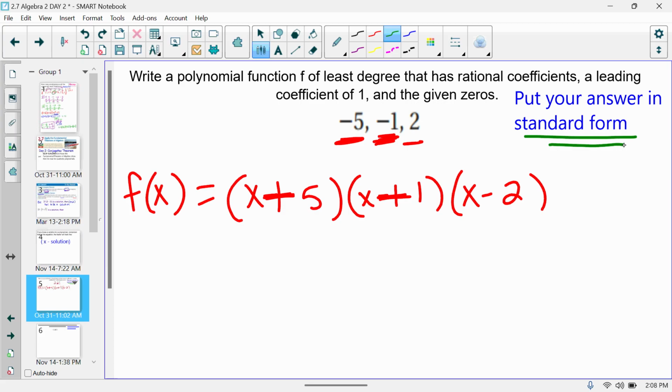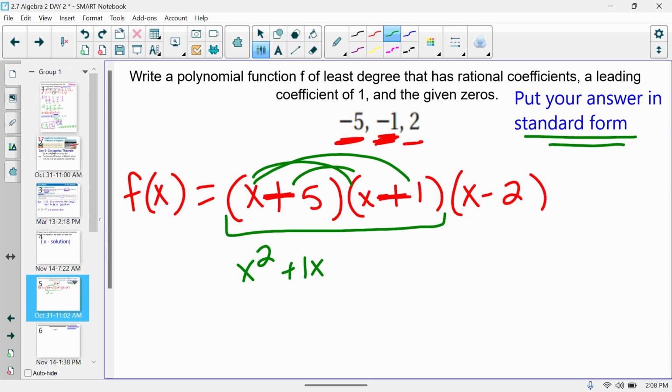So in order to do that, we're going to have to use some of the skills we learned earlier in the chapter. We're going to have to multiply these 3 factors together. How will we do that? Well, the first 2, we're just going to FOIL, right? x times x would be x squared. Outer, 1 times x, and inner, 5 times x. And last, 5 times 1 is 5. But then I'm going to go ahead and combine: 1x plus 5x is 6x.